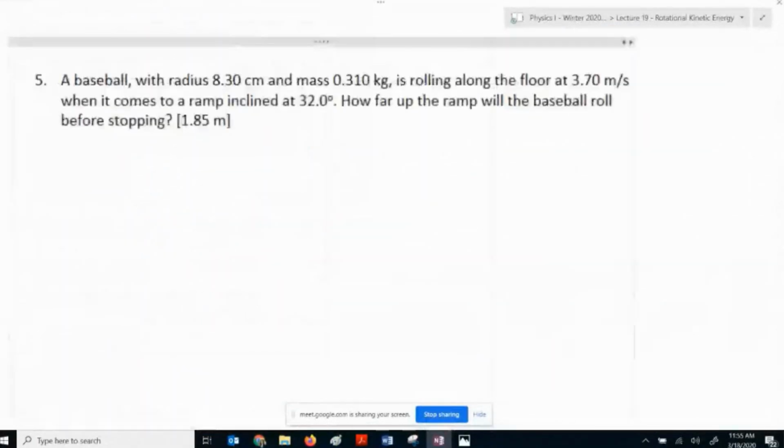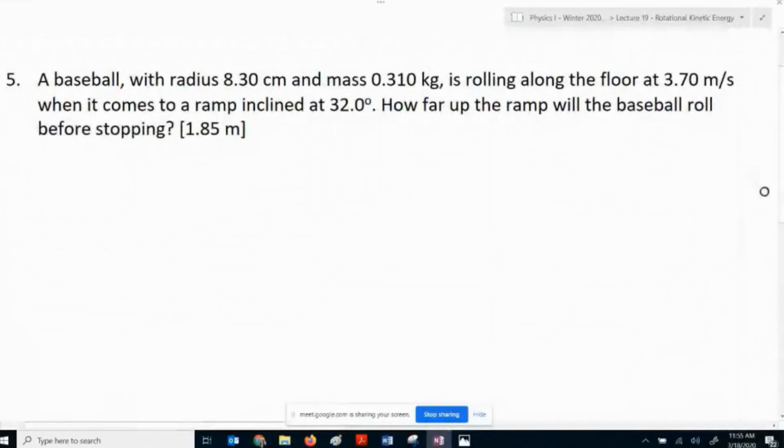So we have a baseball. And here I wasn't super clear, but does anybody know what the shape of a baseball is? Is it a solid sphere or is it a hollow sphere? Solid sphere. Yeah, so on a test I'll be more clear, okay? So that you don't have to guess. So it's a solid sphere.